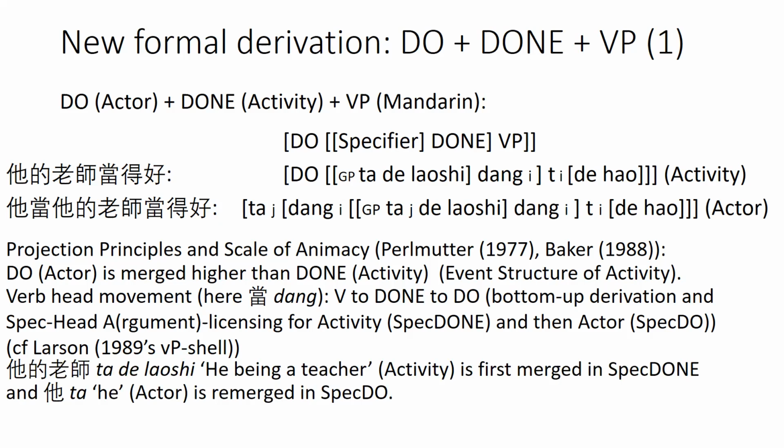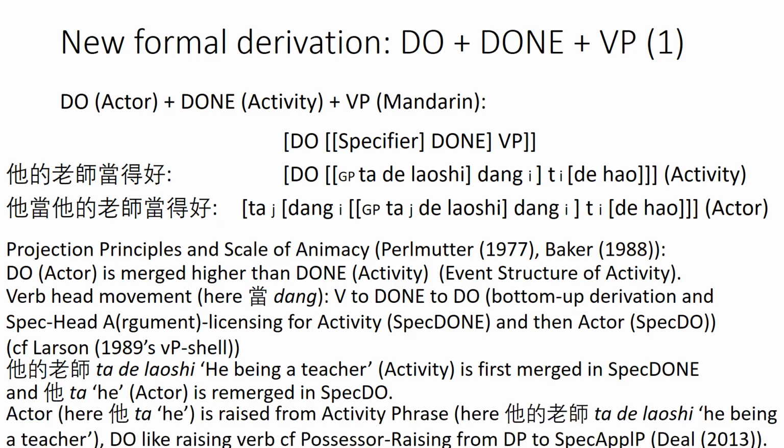If we apply this to Chinese, so the activity nominal, like in Mandarin, 他的老师, so he being a teacher, will be first merged in the specifier of done, and then we would merge the actor once the verb moves to do. So the verb undergoes a successive head movement to done, where it introduces the activity nominal. The verb would then move further to do, where it introduces the actor nominal. We hence get 他的老师当得好, etc.